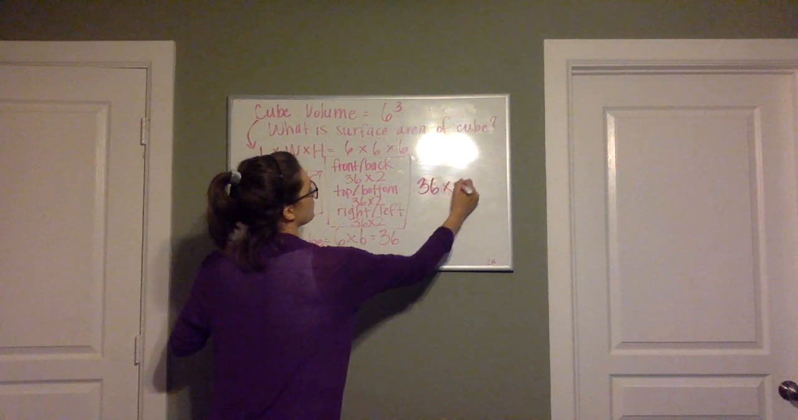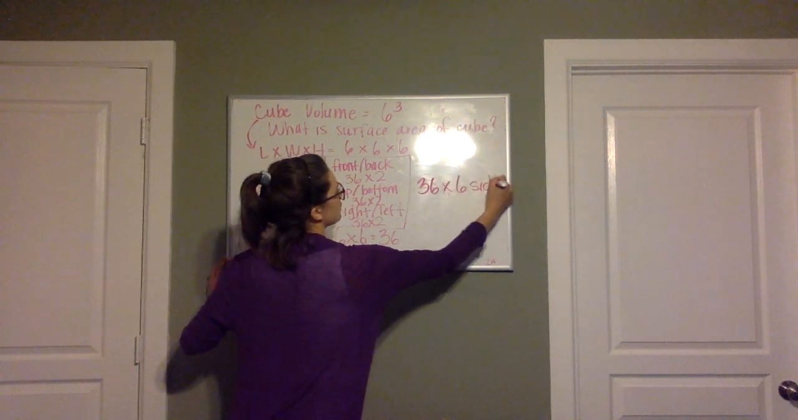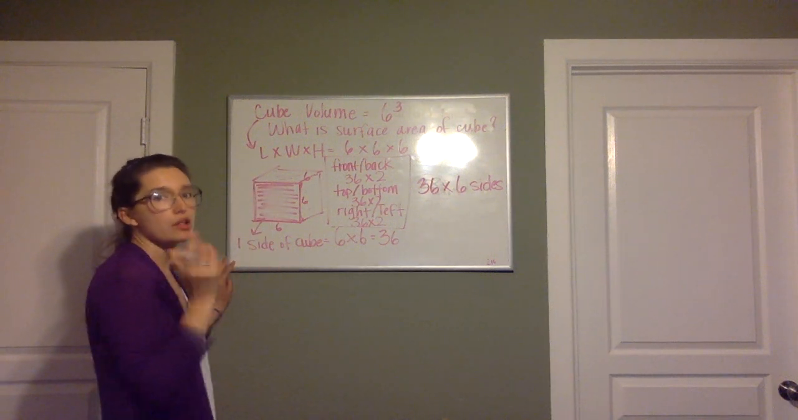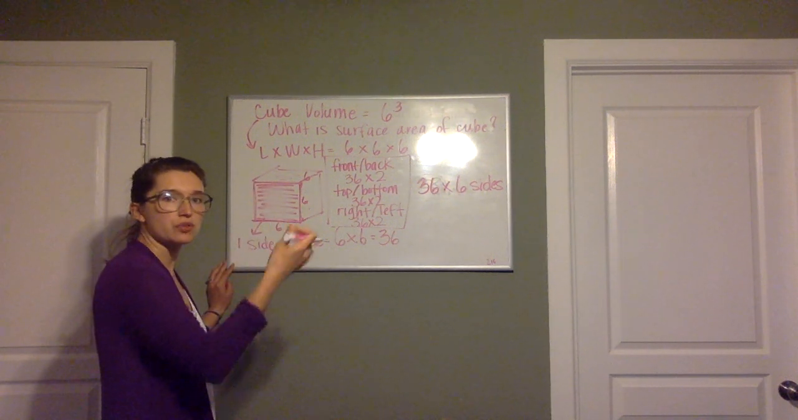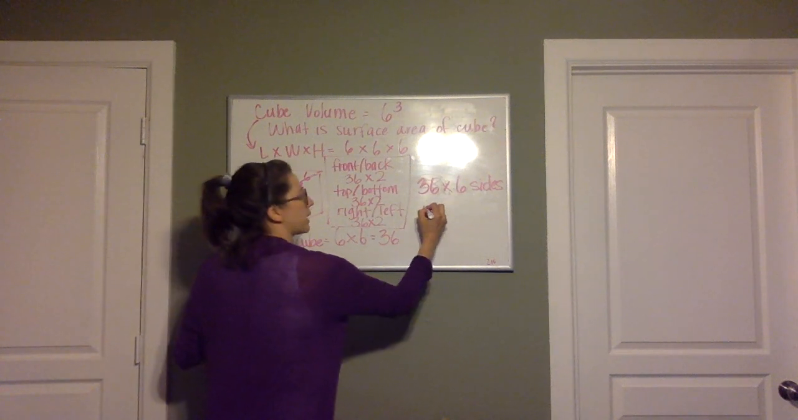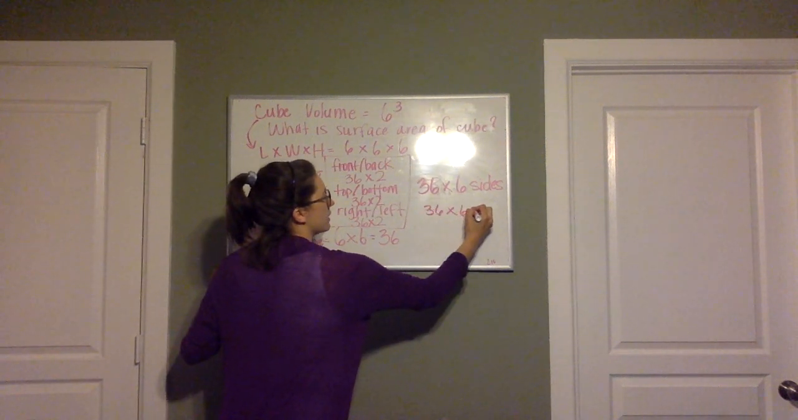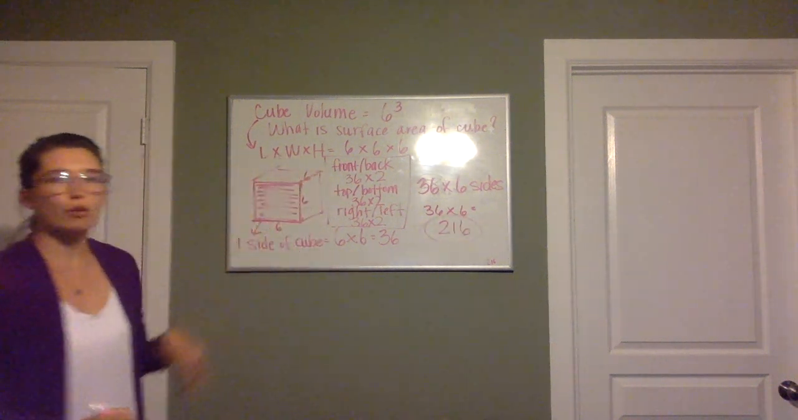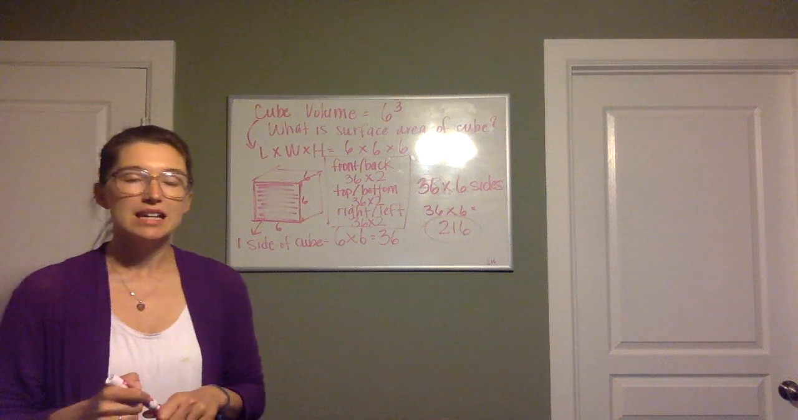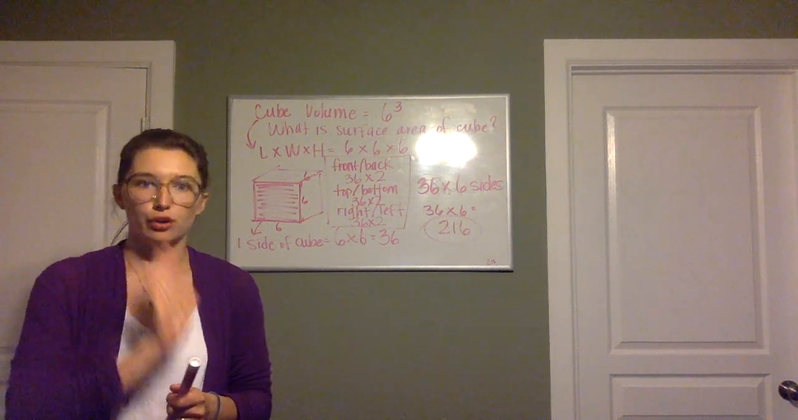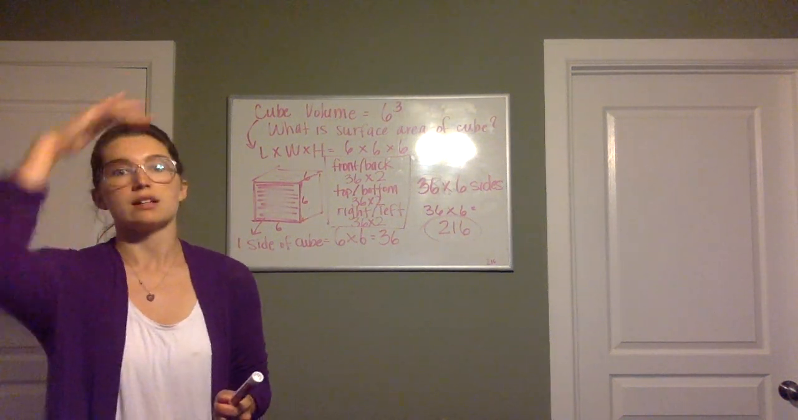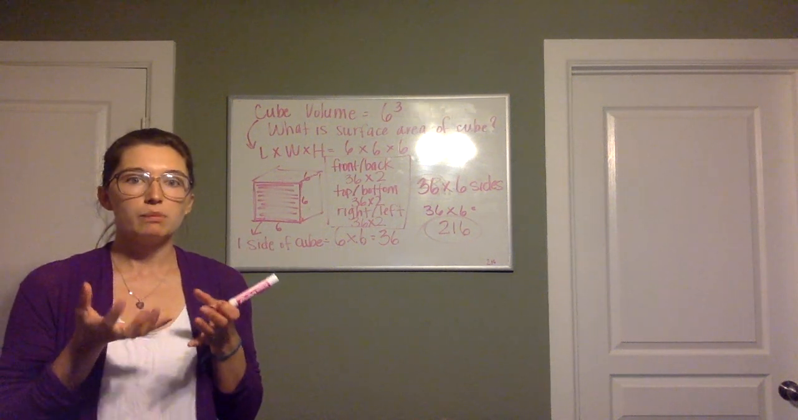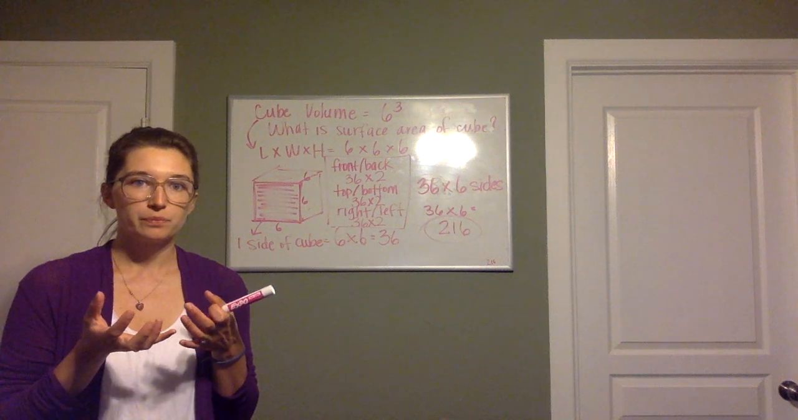36 times 6 sides is how much surface area it would take for all 6 sides to be covered, right? 36 for each one. So if I multiply 36 times 6, I get 216. So my surface area for my cube would be 216 because each side, right, 36, 36, 36, 36, 36, 36, all over my cube to cover it would be 216 total, okay?